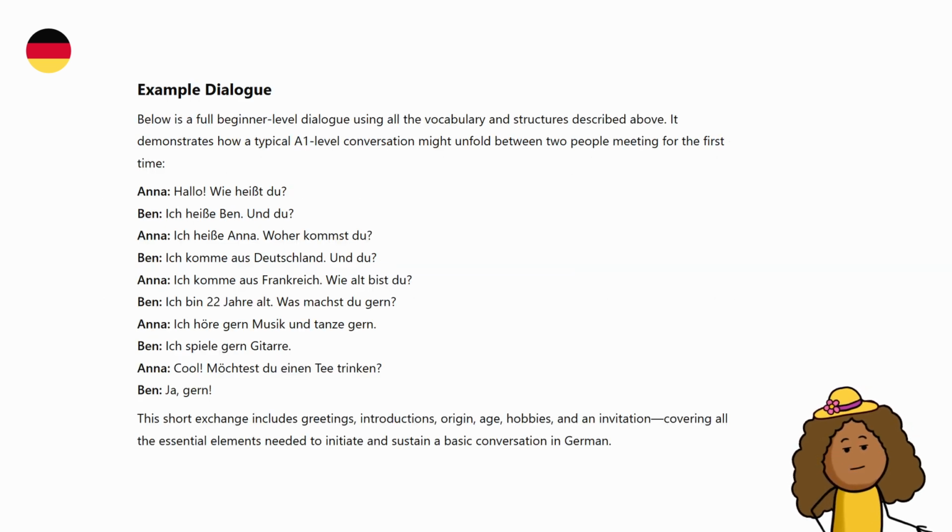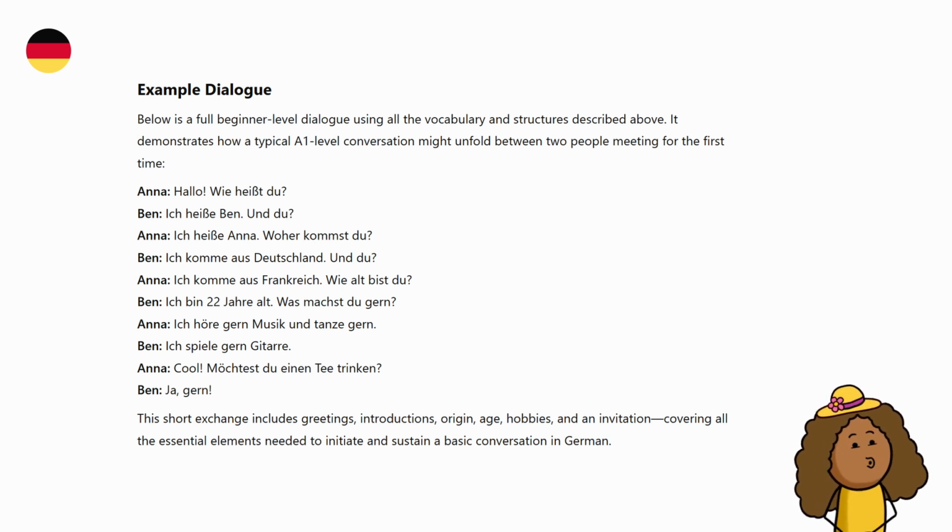Below is a full beginner-level dialogue using all the vocabulary and structures described above. It demonstrates how a typical A1 level conversation might unfold between two people meeting for the first time.